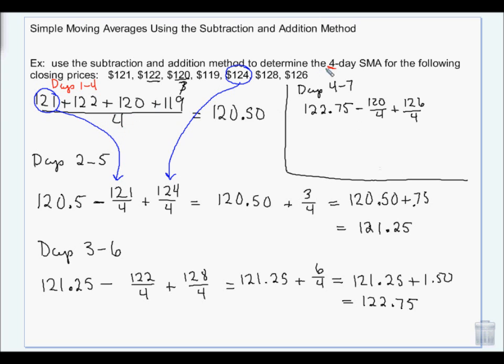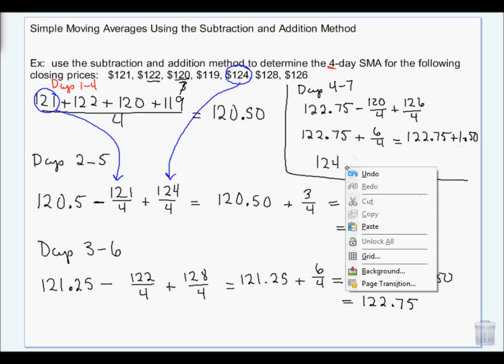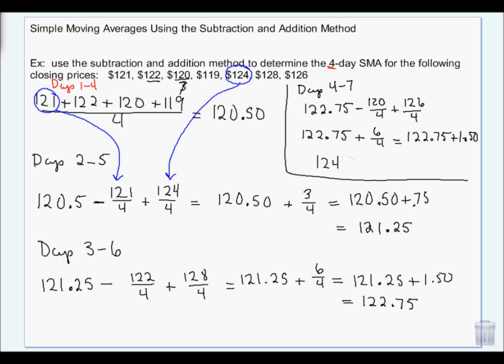And it's always over, so if it's a 4-day SMA, it's over 4. If it was a 6-day SMA, it would be over 6. So this is 122.75 plus, again, 6 over 4. So that's 122.75 plus $1.50. So that's 124. Is that 124.25?